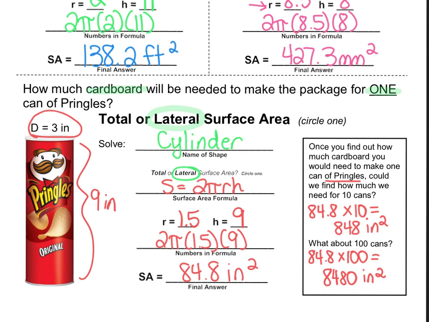So that's it for solving the surface area of cylinders.